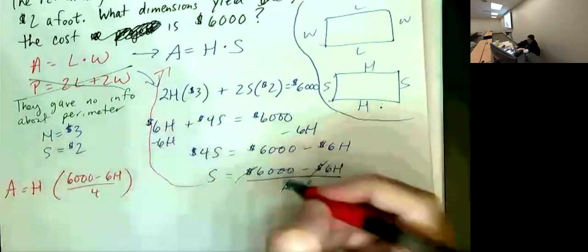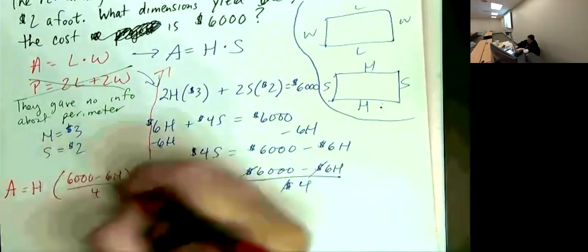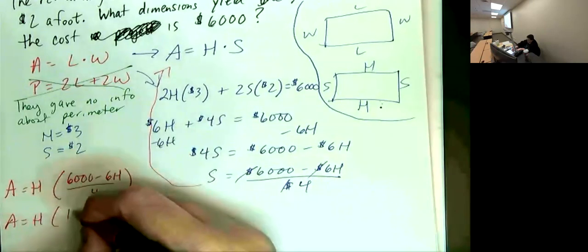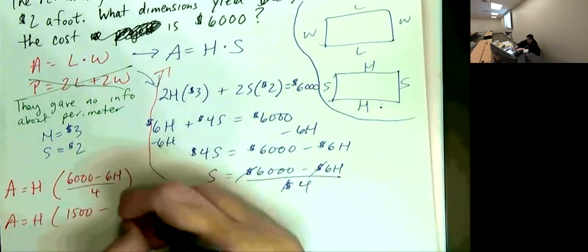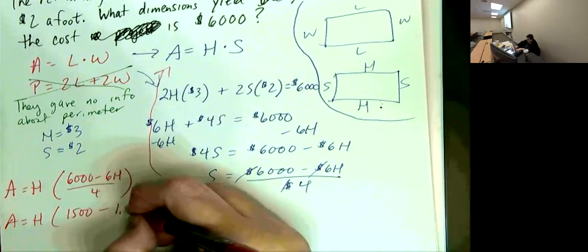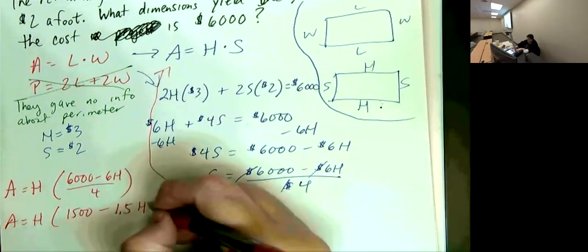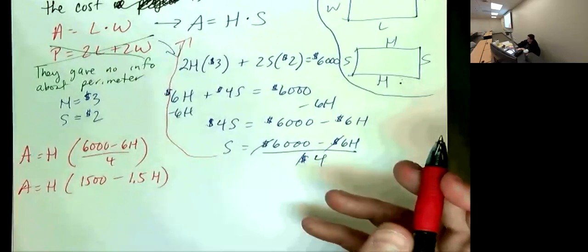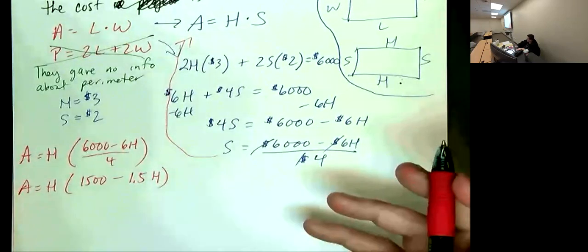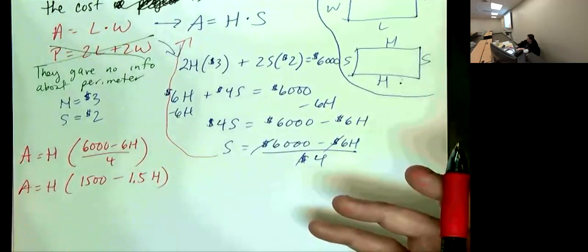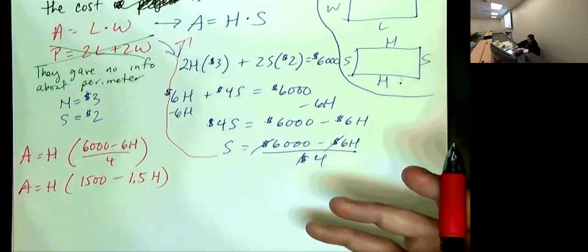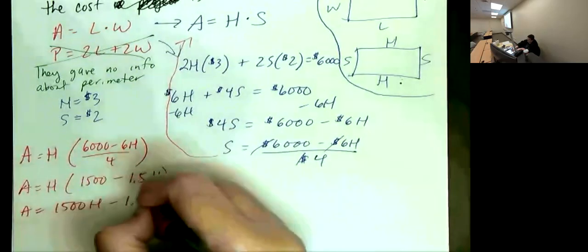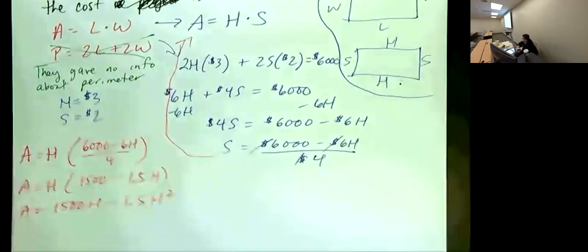So maybe I will simplify. This actually gets helpful. So that is H, 6,000 divided by 4 is 1,500. And then we've got 1.5H. And rather than trying to take the derivative as it is, I saw some students do this on the test, because you have to do a product rule here to take the derivative. Multiply that out. And now take the derivative.